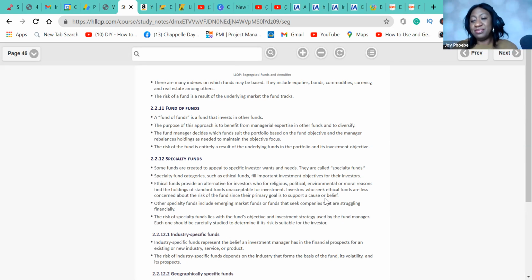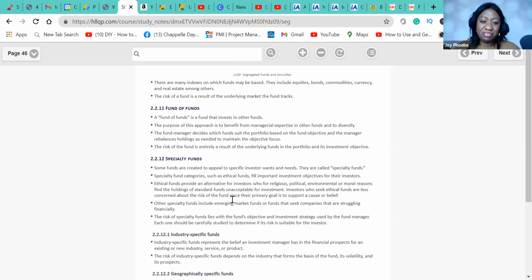In exams, you're going to see a question like: which of the following funds provide the most diversification? The answer to that is funds of funds.